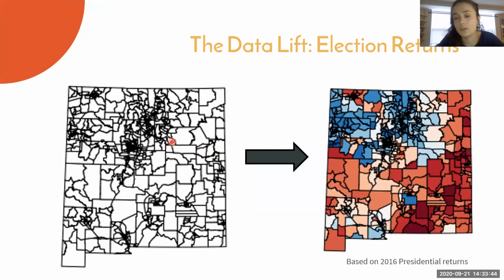Once you have attached your partisan data precinct to precinct, though, you have this rich new layer of data on your precinct shapefile. And this map here is based on 2016 presidential returns, but it looks at the share of the votes in each precinct that are Democratic or Republican, and that's how we color this map.